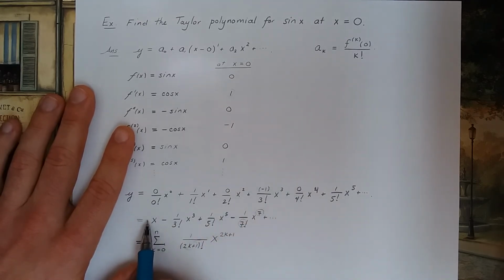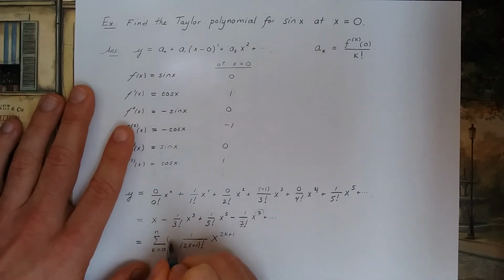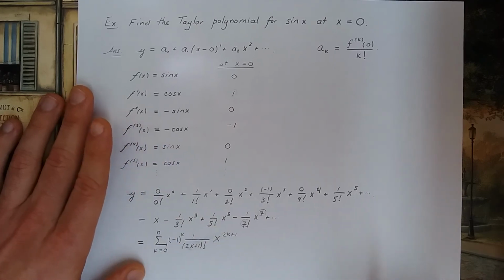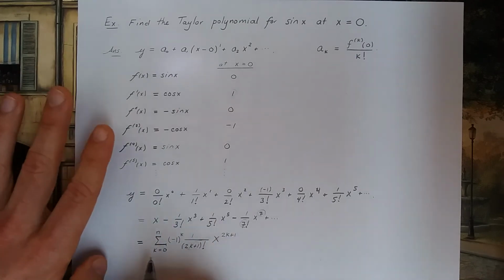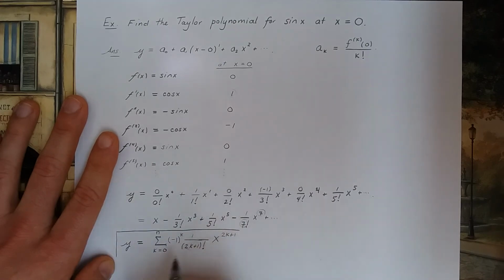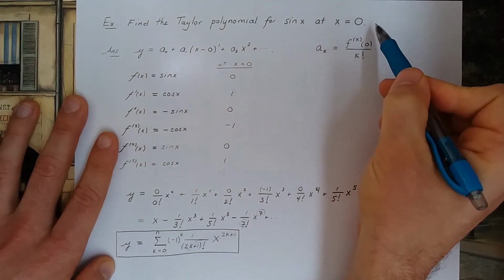Now, if you also notice, I have alternating terms. So the terms switch from positive to negative, positive, negative, positive, negative. To get that in the sum, I'm going to take negative 1 to the k power. You could see that this term will make the flip-flopping signs. So if k is 0, I get negative 1 to the 0, which is 1. If k is 1, I get a negative. So this is the formula for the Taylor polynomial for sine x at x equals 0.